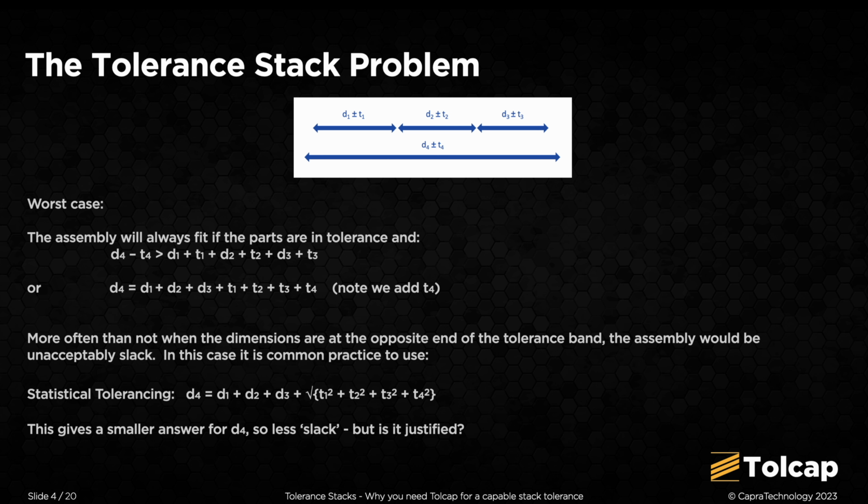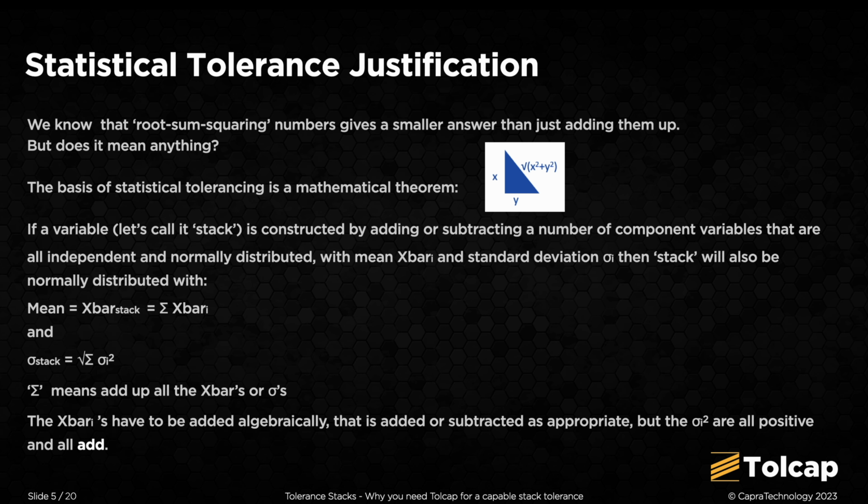What's that? Well, you square them all, add the squares up, and take the square root. So now D4 equals D1 plus D2 plus D3 plus the square root of T1 squared plus T2 squared plus T3 squared plus T4 squared. That tick means the square root of. And this gives a smaller answer for D4, so less slack. Hurrah! But is it justified?